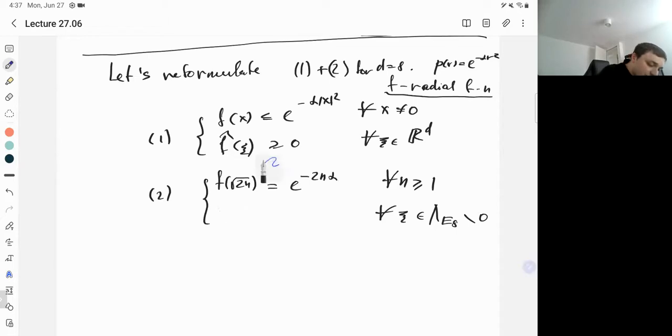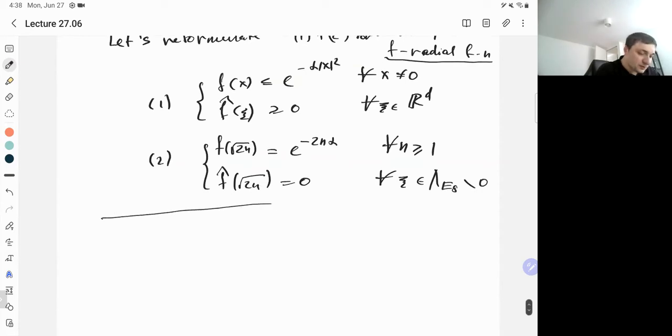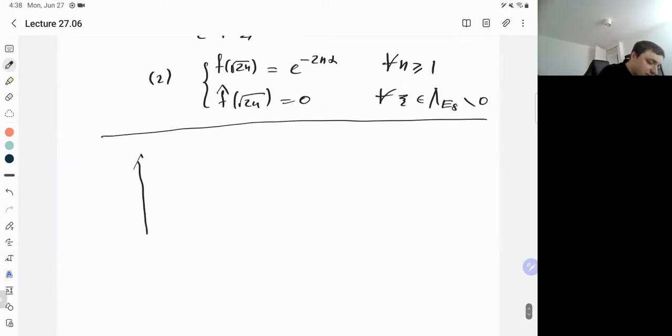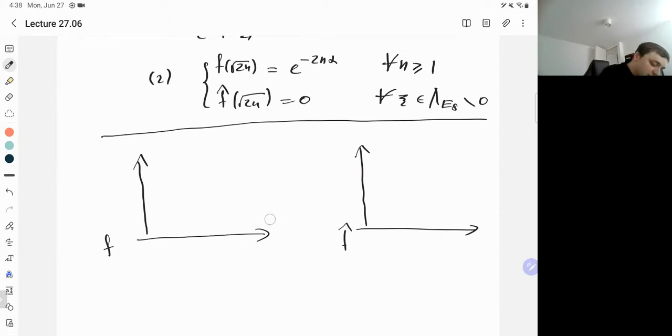And I also have conditions at these points. So we can draw some pictures. If you think about what these functions behave like, this will be a picture for f, and this will be a picture for the Fourier transform. And here is, let's think of a Gaussian. So this is e to the minus alpha r squared. This is the radius. And here our function should, well, we don't really know what happens at the origin, but we know that it should behave somehow like this.